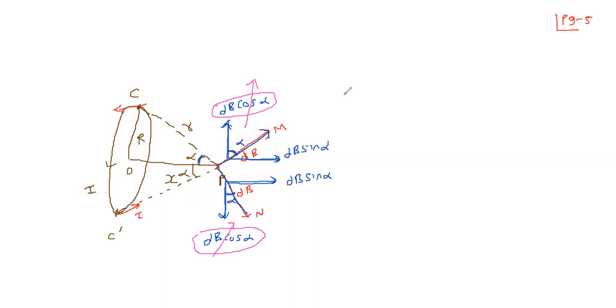What is only existing component? dB sin alpha and dB sin alpha. So in this diagram, totally how many dB sin alpha is there? Only 2 dB sin alpha is there. Now I am taking only 2 points, point C and point C dash. Because I am taking 2 points, I am getting 2 dB sin alpha. If I take 4 points, 4 dB sin alpha. If I take 8 points, 8 dB sin alpha. If I take all the points, then integration of dB sin alpha.